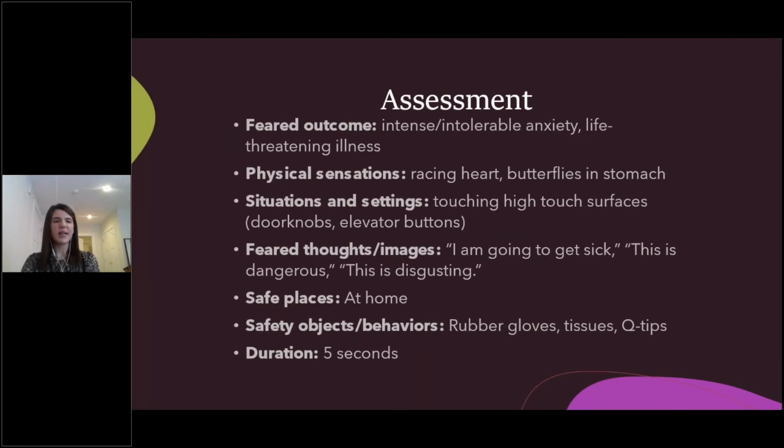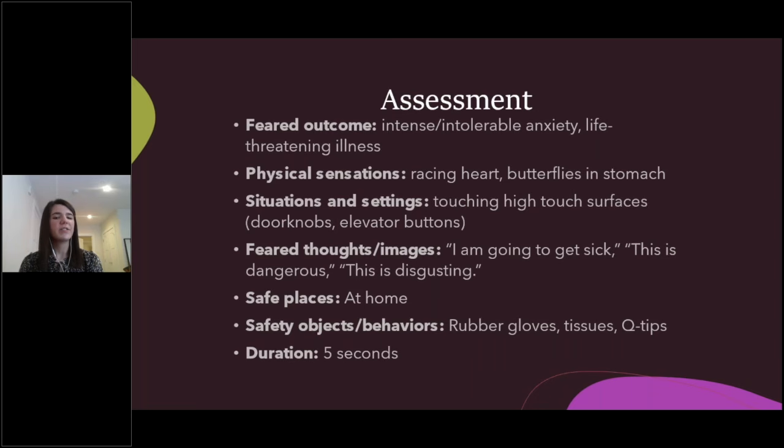So here is Amy's exposure assessment. Her feared outcome is an intense, intolerable anxiety or the development of a life-threatening illness. For Amy, it's more so that she's afraid that a life-threatening illness will happen in the future. So there's this intolerance of uncertainty component here. Her feared outcome for in-the-moment exposure is more likely going to be the intense, intolerable anxiety associated with this unknown of contracting a life-threatening illness that she fears will make it so she can't function and that it will last forever.